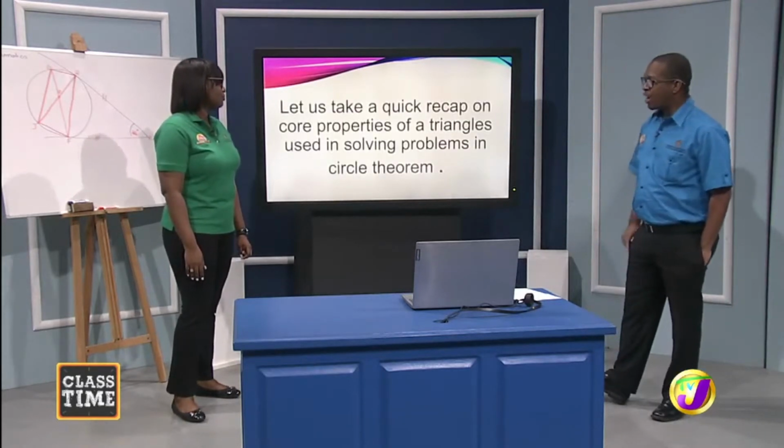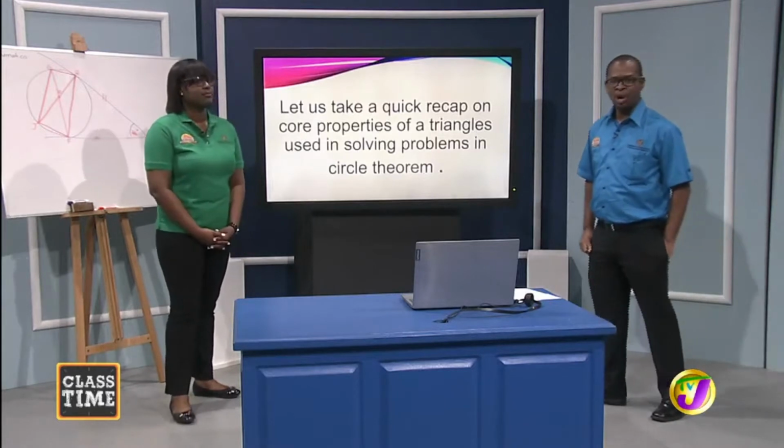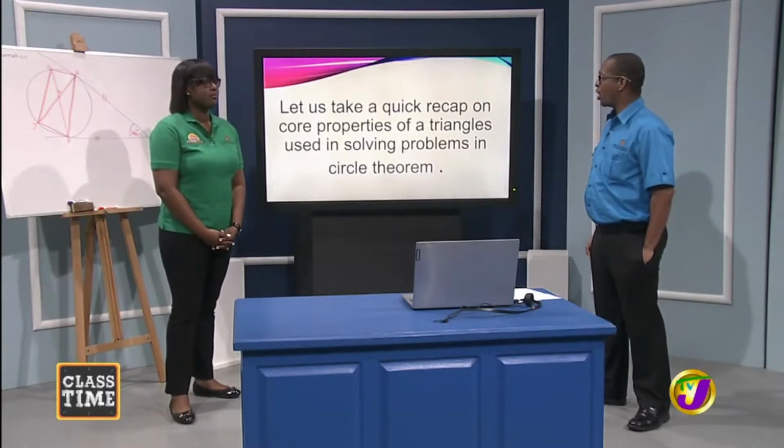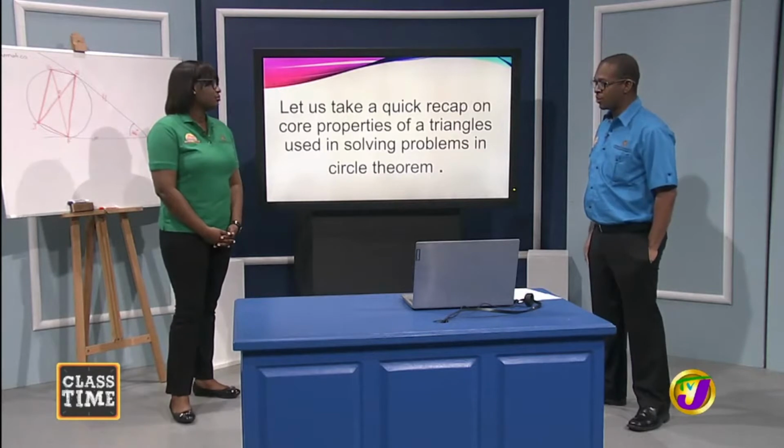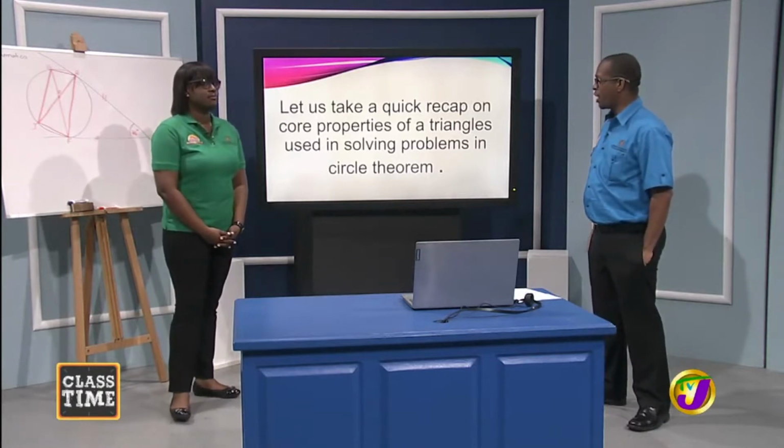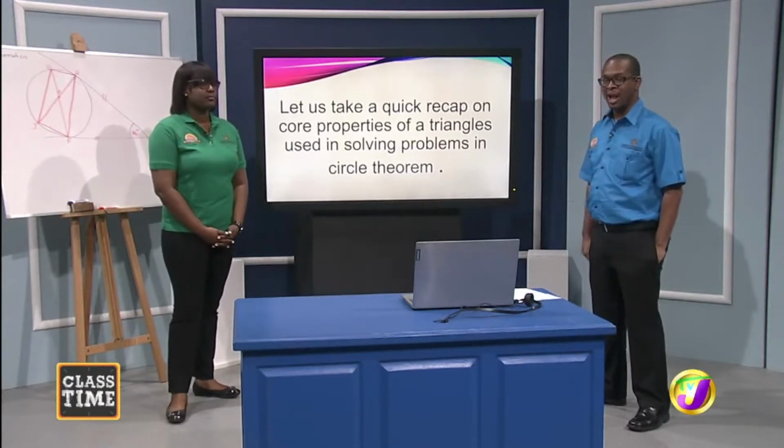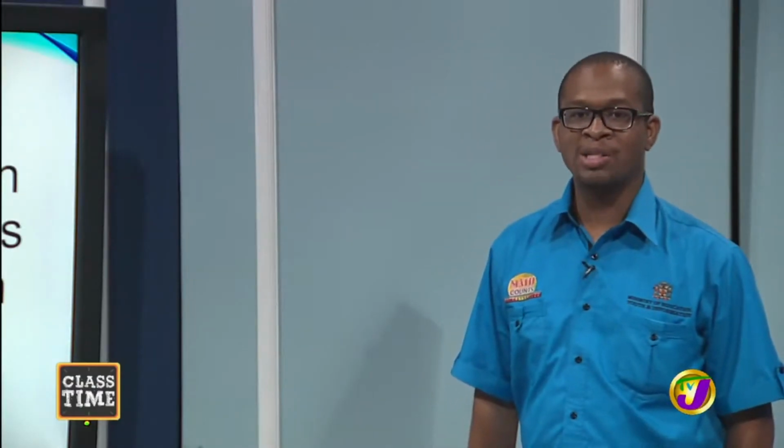So, we went through the parts of a circle, and now we're going to take a quick recap on some of the core principles that we would have learned when working with triangles. And that is important because we often use these shapes when we are solving problems for circle theorems.